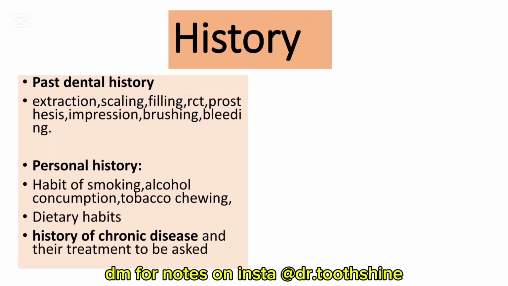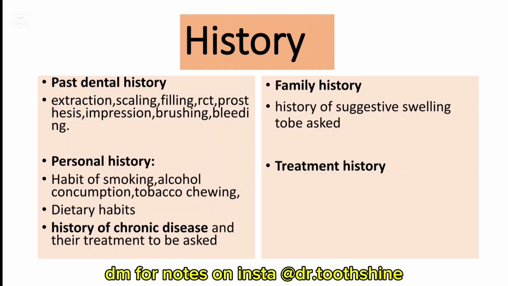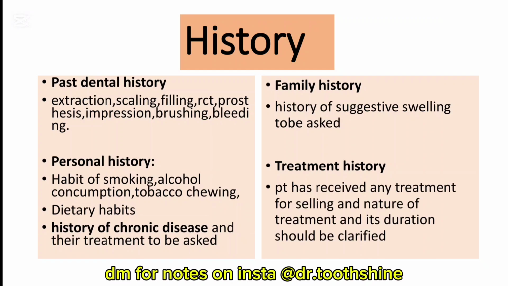Next, we need to ask the history of chronic disease, and the treatment should also be asked. So next is family history. Then we will ask what treatment the patient received, what kind and nature of treatment, and the duration to be clarified.